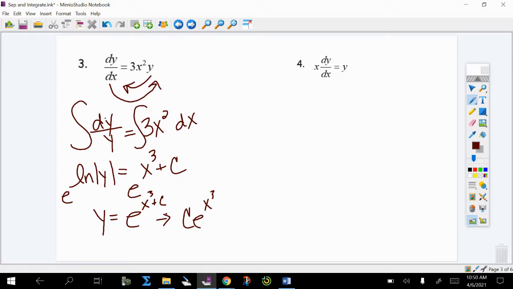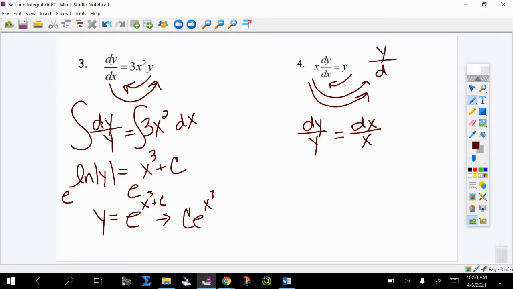Next one, we need to get my y on this side. We need to get the x and the dx on this side. So we're going to have dy over y equals, when I multiply by dx and divide by x, I'm going to get dx over x. One general comment, you can't have your dy or your dx as part of the denominator.